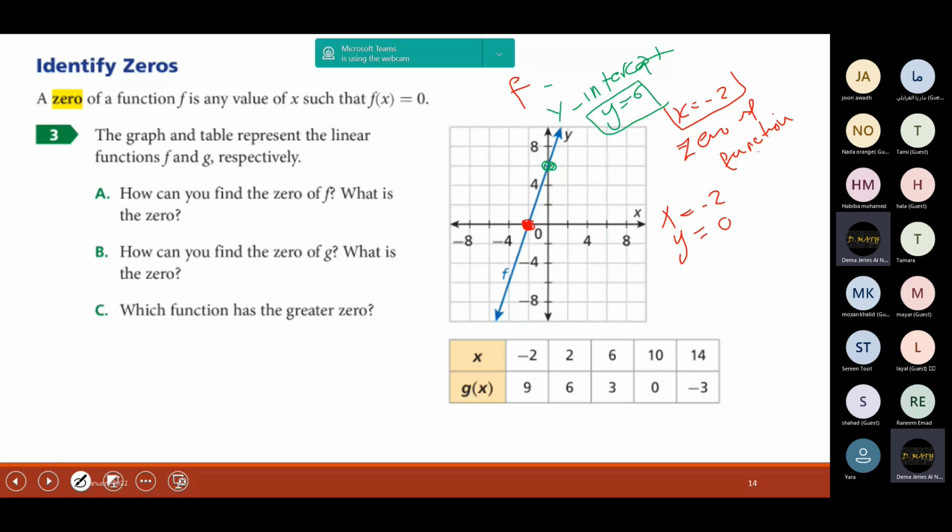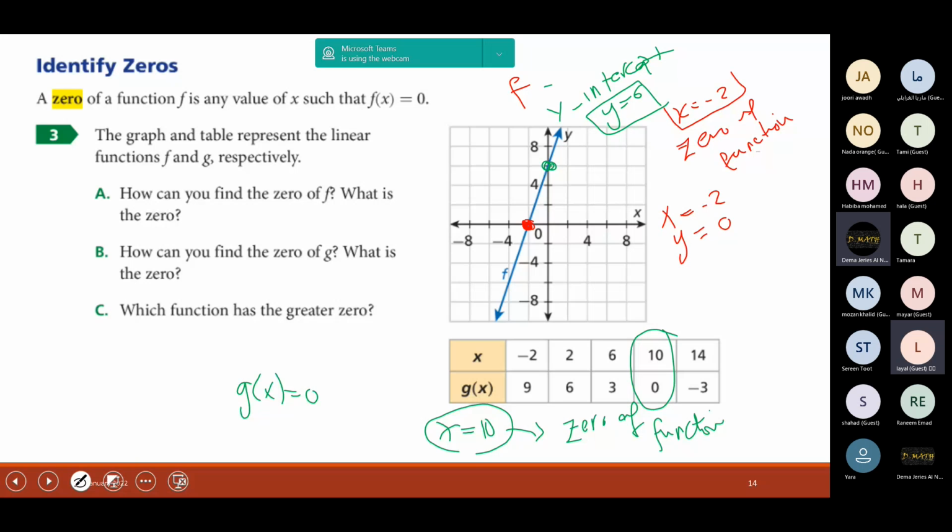Now look at the second case here, g of x. Where is the value of x where g of x equals 0? 10. Bravo. As we said yesterday, when x equals 10, this one we call the 0 of the function. All of these, we talked about yesterday. Do you have any questions? No, teacher.